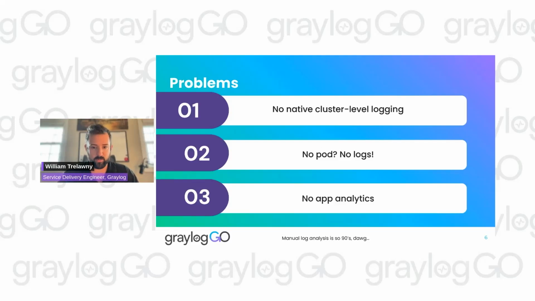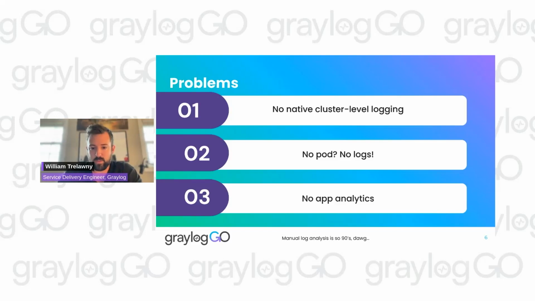Pod names are ephemeral, so if a pod's not running and you don't have a way to capture those host log files, then you can't get logs for it. You can't see why the pod died, except you can go through the Kubernetes events API, but that's a separate kind of mechanism. And even if the Kubernetes events API isn't working, then you don't have that. So no pod, no logs.